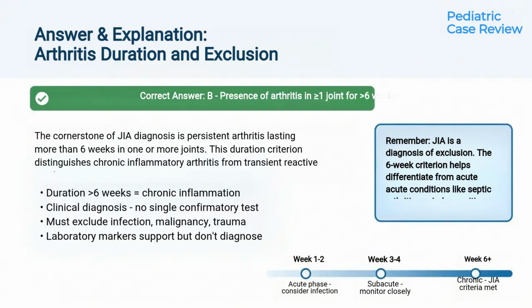The correct answer is option B, persistent arthritis in 1 or more joints for at least 6 weeks.